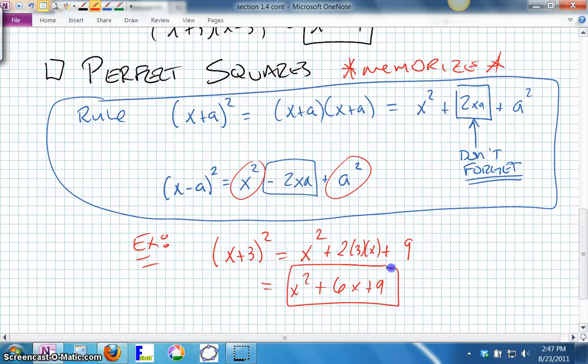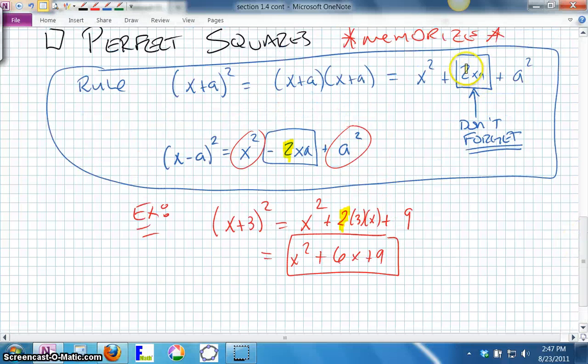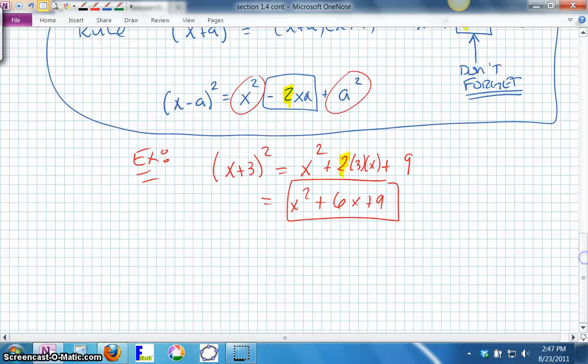What do you think about that? Where do I get the 2? From the formula. Are you talking about this 2 right here? Where does this 2 come from? It's part of the formula, right there and right there. Why does it show up? I'm so glad you asked that.